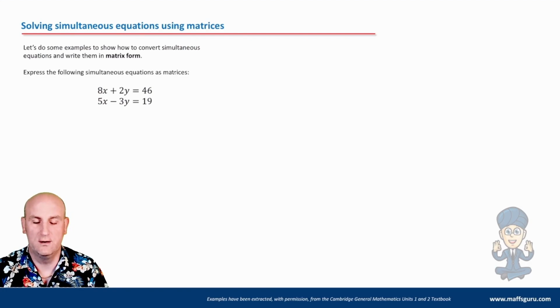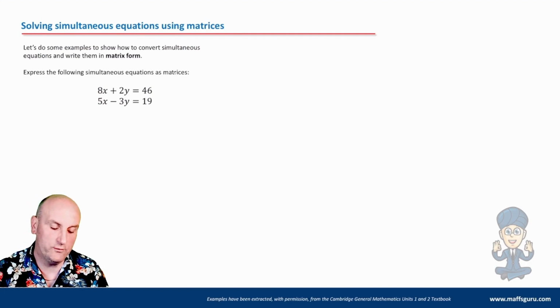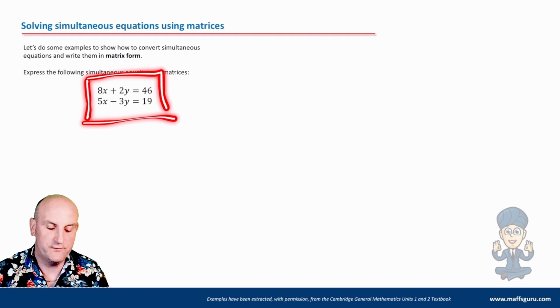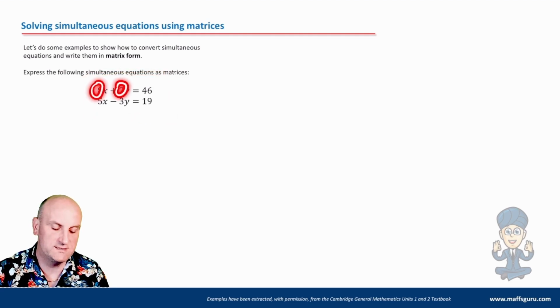Do they cross? That's the thing we're going to try and work out. Now, when we want to write this in matrix form, the first thing we do is we look at all the numbers in front of the x's and the y's, right? And I write those in a matrix.